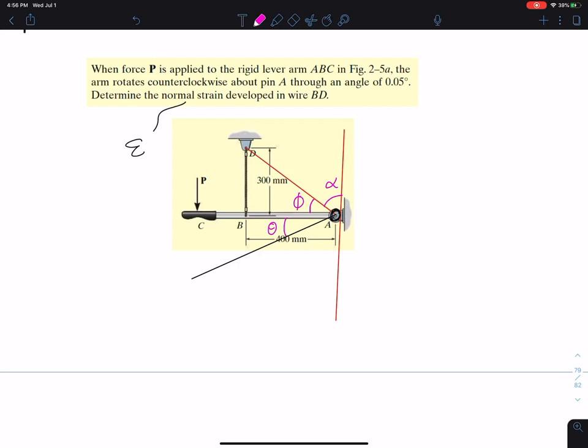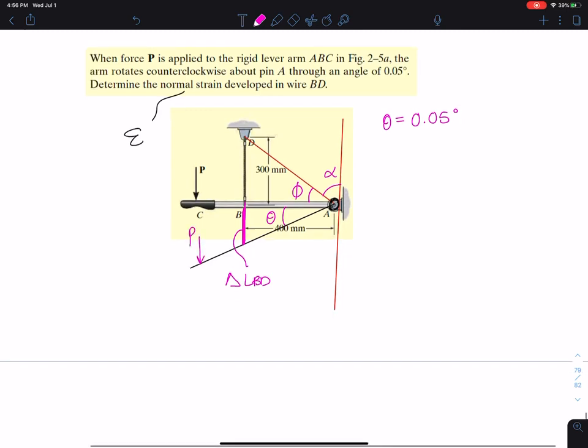Okay, so what we're saying here is this distance from here to here, we'll call this delta LBD, the change in length of BD, okay? And we know that it's rotating through an angle of 0.05. So we know that this theta that we've defined is 0.05 degrees, okay? And this force P is still, again, pushing down. That's what's happening here, okay?